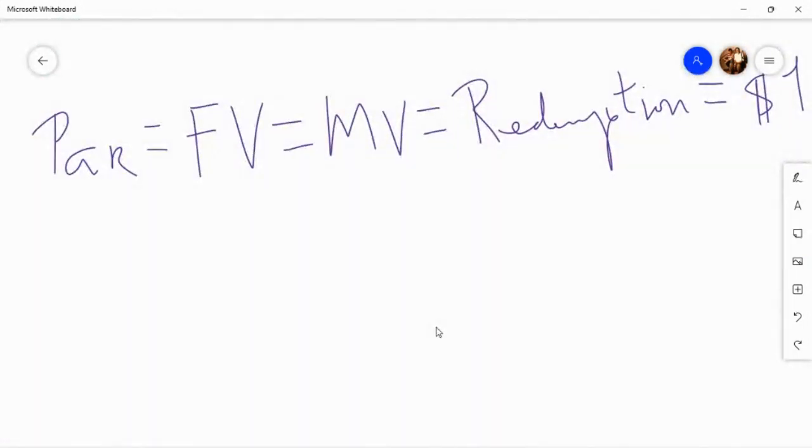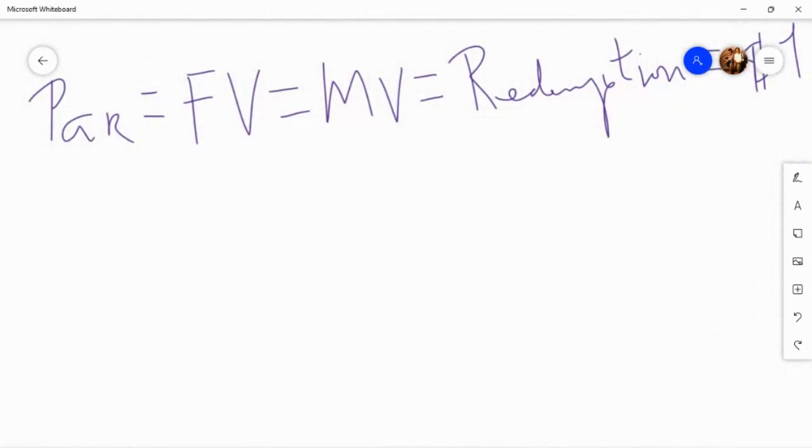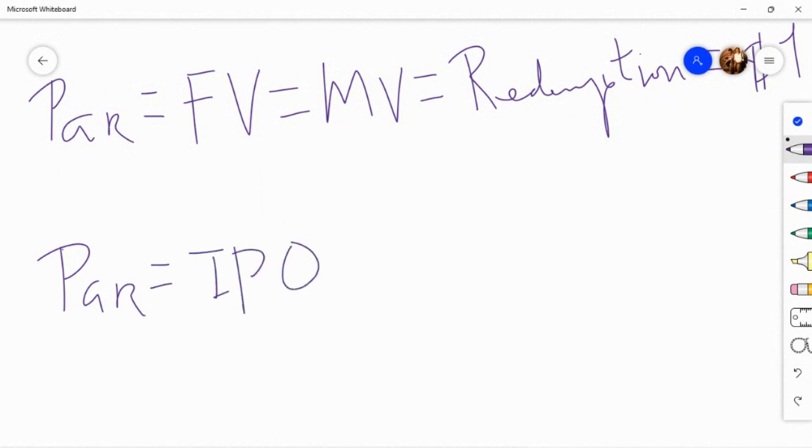In case of bond, par value is $1,000, which is the maturity value, what you get at maturity. But in case of stock, par value is the IPO price. So that means, in case of stock, par value has no meaning. Why? Because nobody wants the stock price to remain at the IPO price. They want the price, after IPO, to go up.